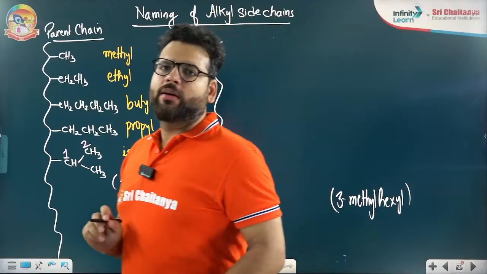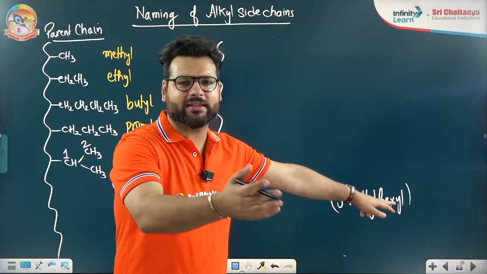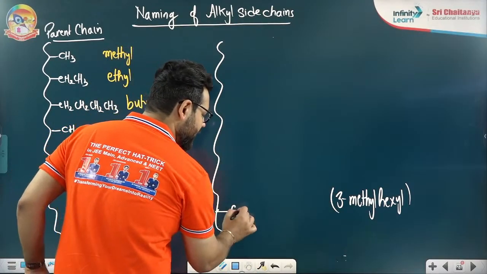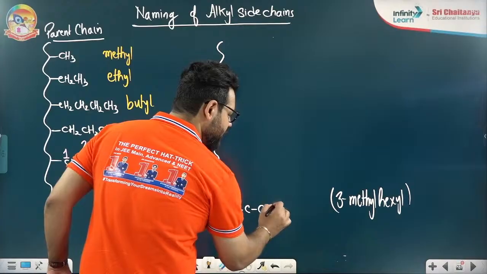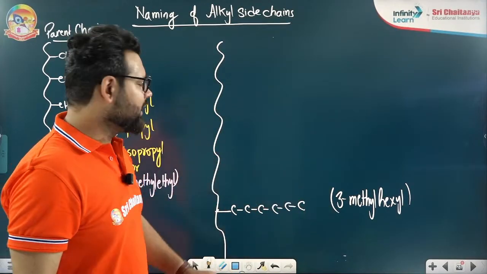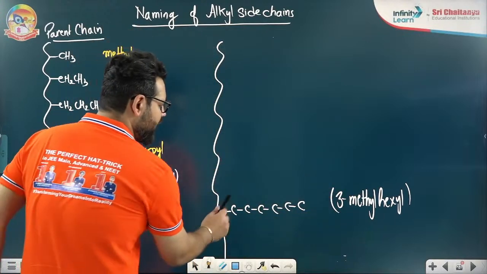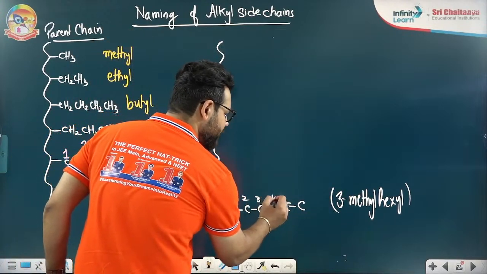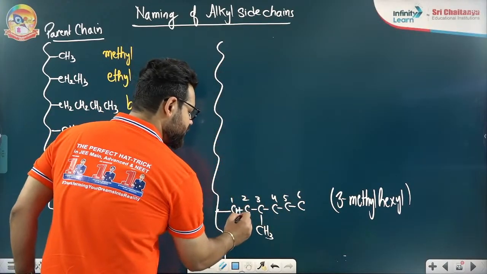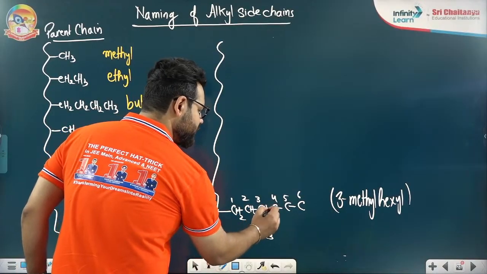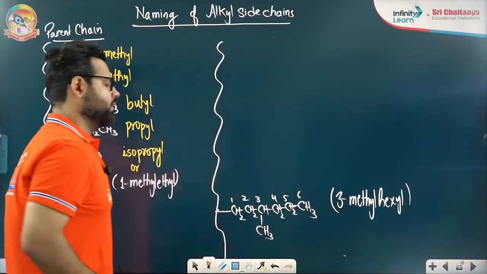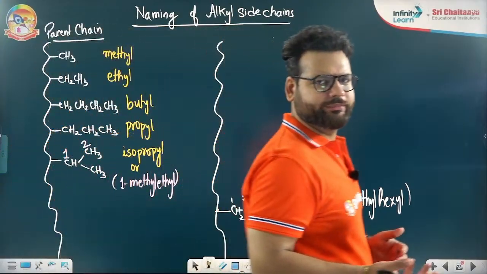3-methyl hexyl means it's a hexane, a 6 carbon alkyl on which the third carbon has a methyl. So I'll first make a hexyl. Carbon number 1, 2, 3, 4, 5, 6. This is a hexyl. Now 3-methyl hexyl: 1, 2, 3, 4, 5, 6. This is 3-methyl hexyl. CH2, CH2, CH, CH2, CH2, CH3. This is a 3-methyl hexyl.